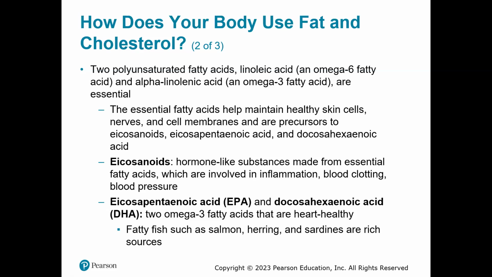These EPA and DHA, we get them from fatty fish like salmon, herring, and sardines. Those are good sources of EPA and DHA, which are important, again, for nerves and skin, and for the development and maintenance of those tissues.